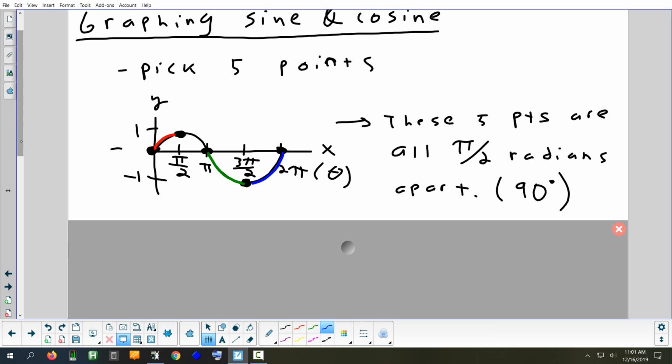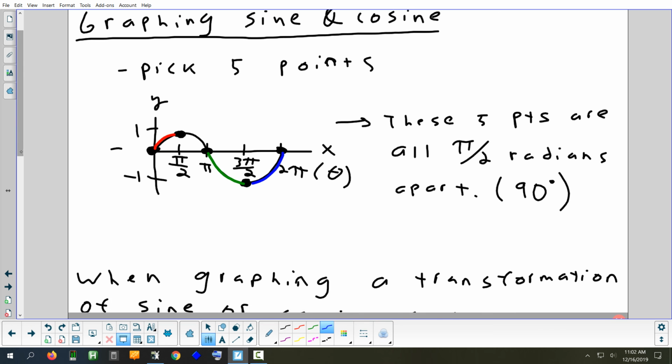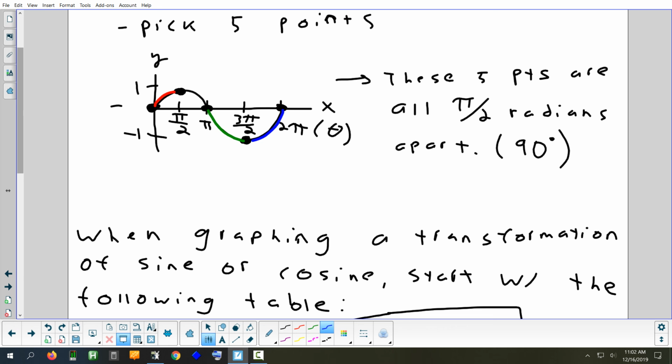And what I'm going to do is I'm going to give you guys a table, because anytime you want to graph a transformation, you have to know where the original starts. Because if I said to you, okay, take the sine function and shift it up 2, well, you can't shift it up 2 unless you knew where it was to start. If you know that, then you could shift it up 2.